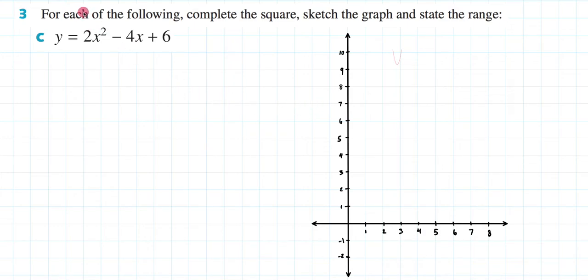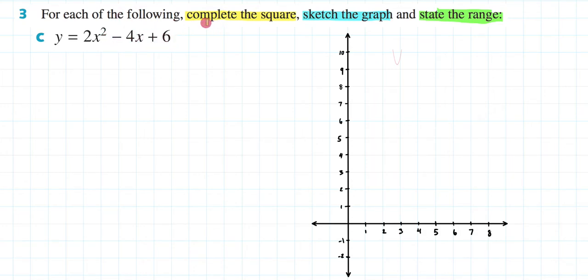Alright, so we're doing exercise 5b, and in this video we're going through question 3c, which says, for each of the following, complete the square, sketch the graph, and state the range. So we have to do three things, and we're given y equals 2x squared minus 4x plus 6.